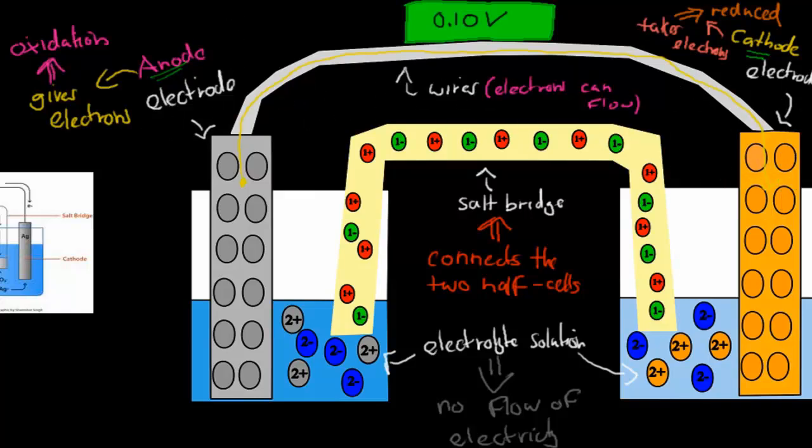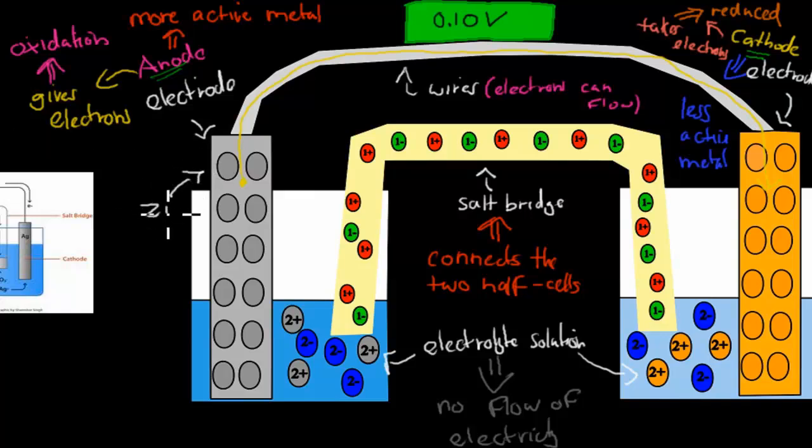Now, on the anode, we have the more reactive metal, more active metal, and the less active metal is at the cathode. So the less active metal is always the cathode. In this case, we got zinc and we have copper. So this was zinc here. This was zinc. And the other one was copper. And zinc is actually more active than copper.